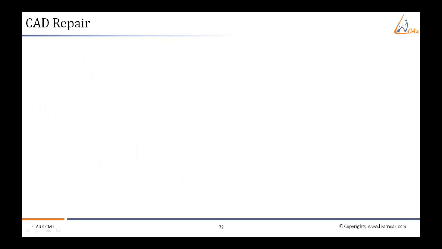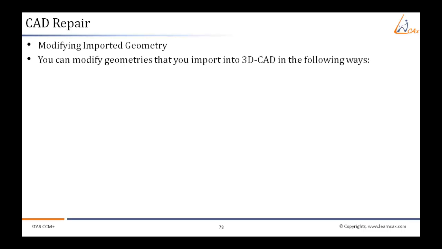Now, when we import CAD files from external third-party software into *CCM Plus, we cannot just use them as it is for CFD. Various operations are needed on that geometry in order to make it suitable for CFD. There are many operations, some of which we will discuss here. In some cases, we will need to add or remove features from an imported model by creating more geometries in *CCM Plus.